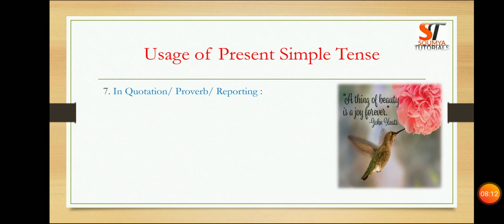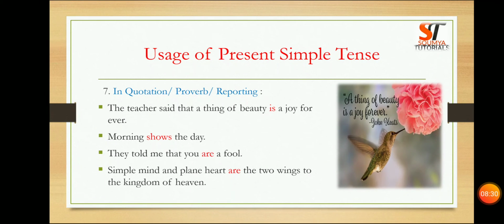Next, we use simple present tense in quotation, proverb or reporting. Like the teacher said that a thing of beauty is a joy forever. We can notice that the teacher said, that means said is in past tense. But a thing of beauty is a joy forever, we use here is as present simple tense. Similarly, morning shows the day, that told me that you are a fool, simple mind and plain heart are the two wings to the kingdom of heaven. In all these sentences present simple tense is used.